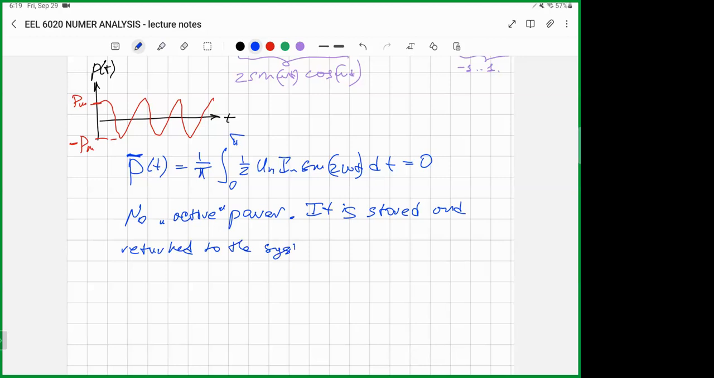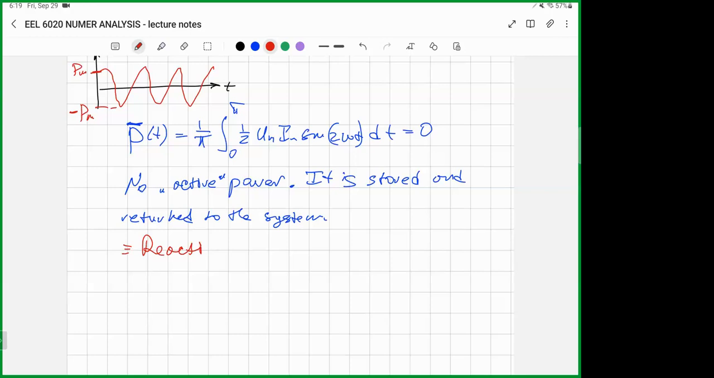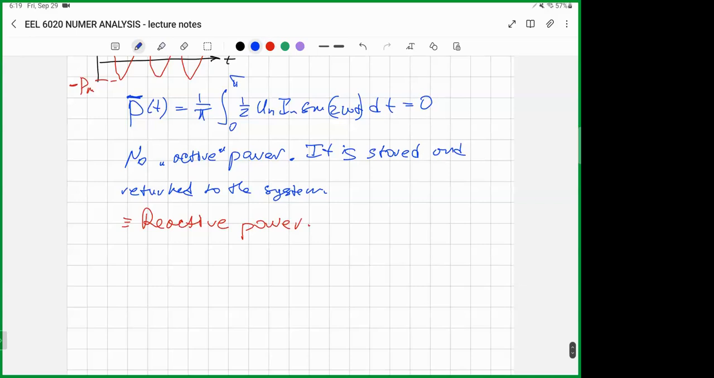For example, when the power is positive, it means that the energy is stored. But when it's negative, it means that the energy returns to the circuit. For this reason, we call this reactive power. So we started from the point that this pi over 2 phase retardation between current and voltage can be achieved, for example, in a capacitor, right? We will discuss this when we talk about the quasi-static approach.